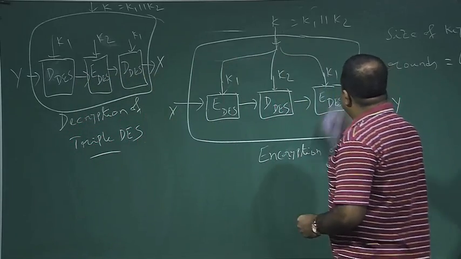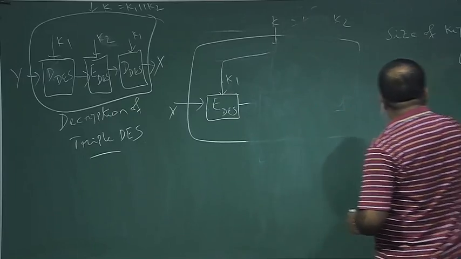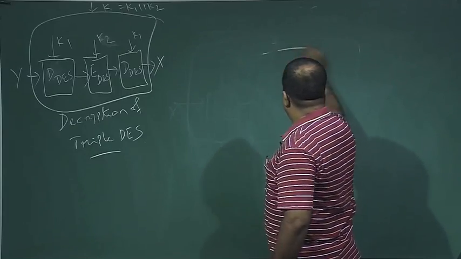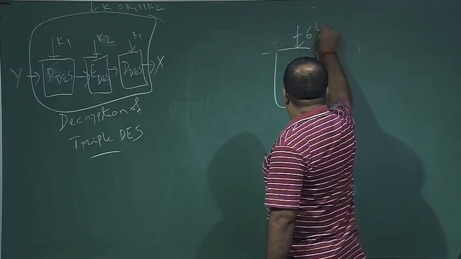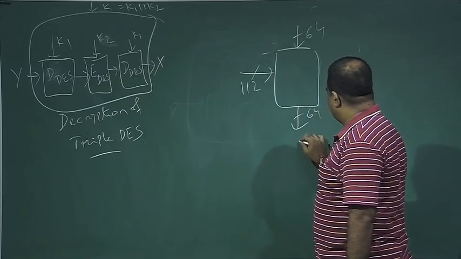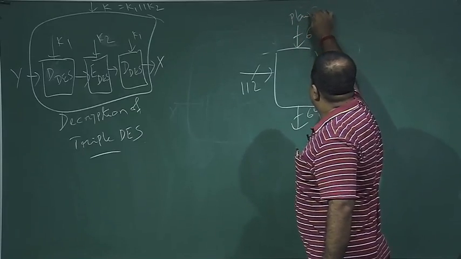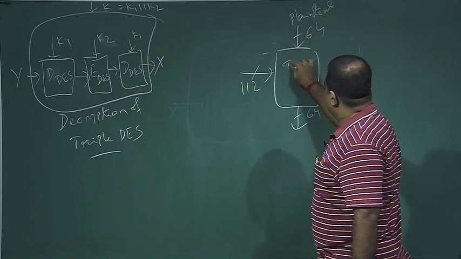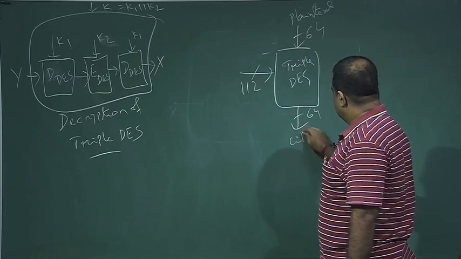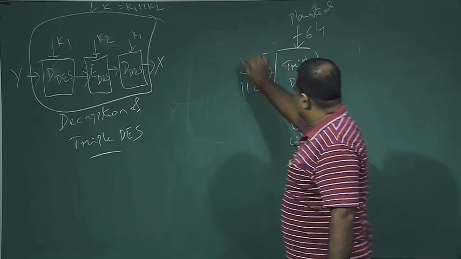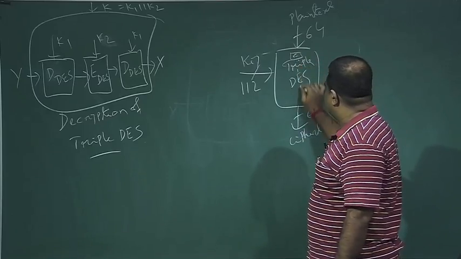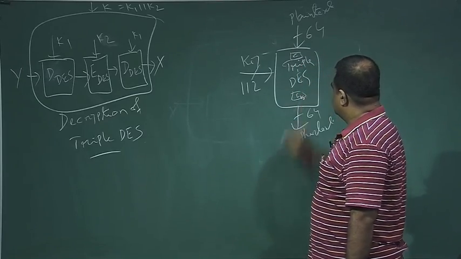Okay. So this is the block cipher triple DES, which is basically a 64-bit block cipher, and the key size is 112, and the ciphertext is 64-bit. So this is the plain text, this is triple DES, and this is ciphertext, and this is the key. But inside we have 48 rounds. That is the major problem with this, because we are using DES 3 times.